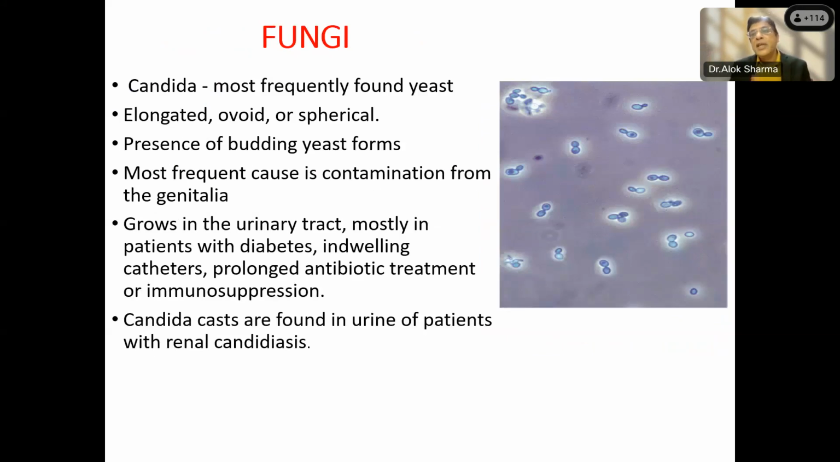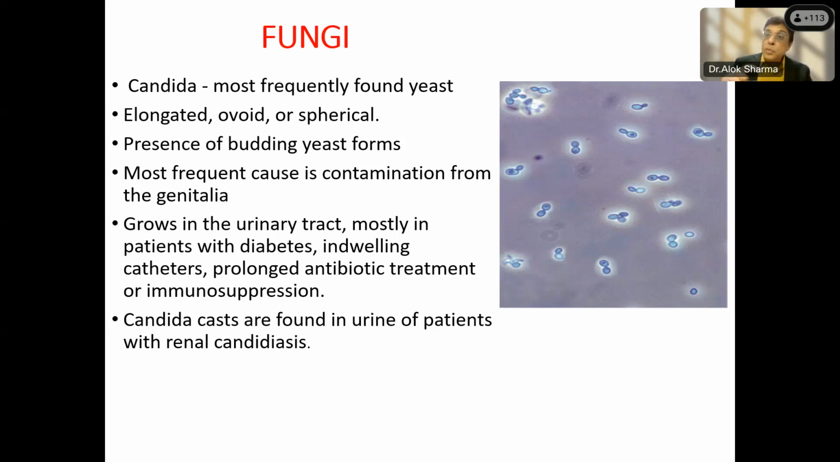Similarly, the same basic algorithm goes for fungi also. You need to exclude the contamination. Candida is the most frequently found yeast form in the urine, and more often than not, it is a contamination from the genitalia. But it also grows in the urinary tract in patients with diabetes, indwelling catheters, prolonged antibiotic therapy, or even patients who are on a lot of immunosuppression.